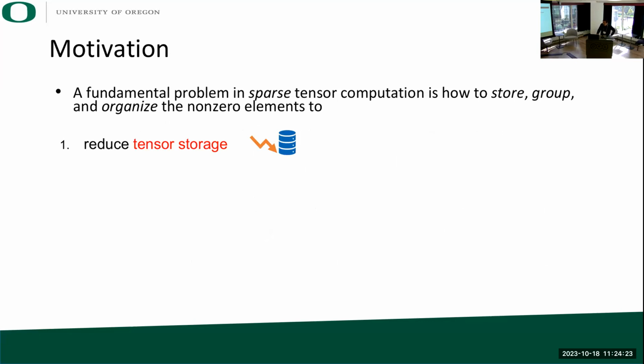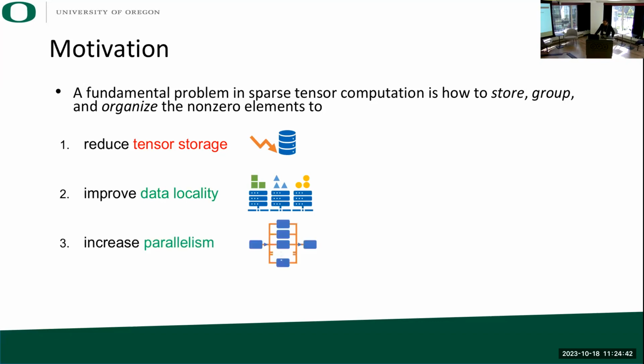So a fundamental problem in sparse tensor computation is how to store, group, and organize the sparse data. The objective is to reduce tensor storage so that we load them faster and do the computation faster, and to improve data locality so that we access the data from the fast memory as much as possible, which again reduces the computational time.